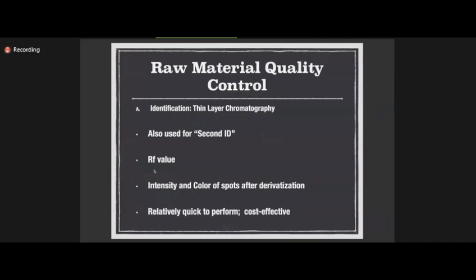Dapat maback-upan pa siya ng iba. Okay? But it's very convenient, very cheap lang ang instrumentation. So, ginagawa pa rin siya. Pero dapat, hindi siya alone. Sasabayan siya ng iba para pang-confirm.